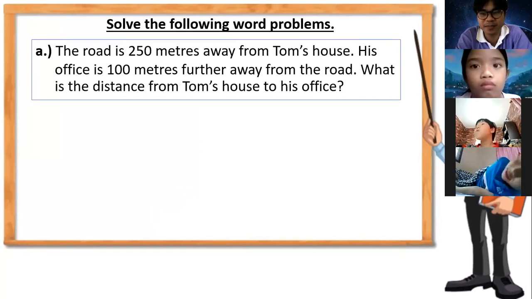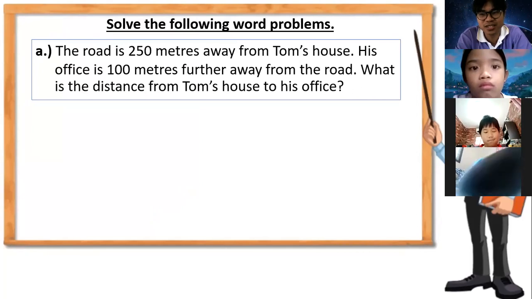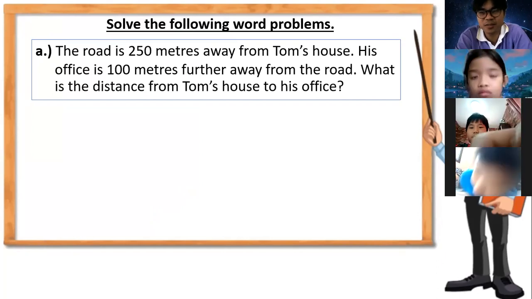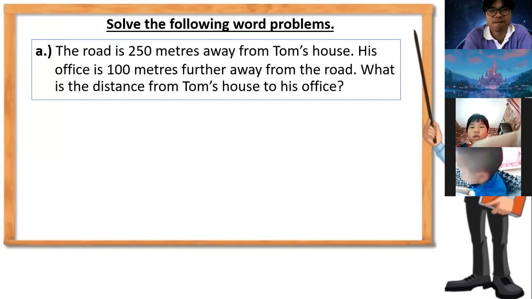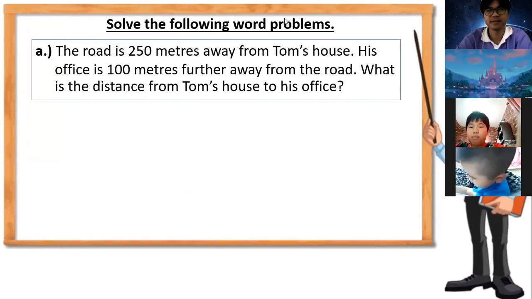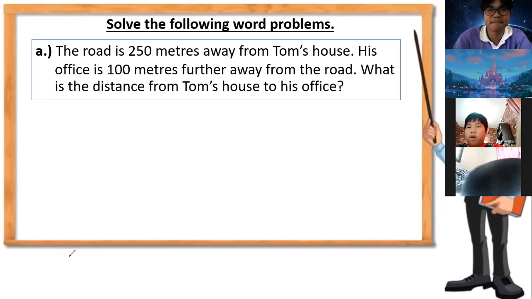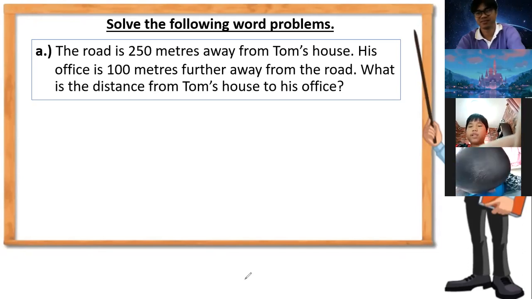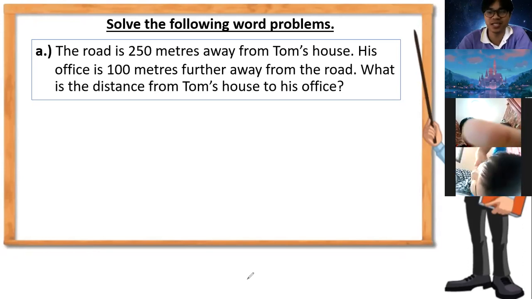Boying, can you read the letter A problem? Yes, okay, thank you. Can you read, please? The lot is 250 meters away from Tom's house. His office is 100 meters away from the lot. What is the distance from Tom's house to his office? Okay, thank you. Very good. Thank you for reading it, Boying.